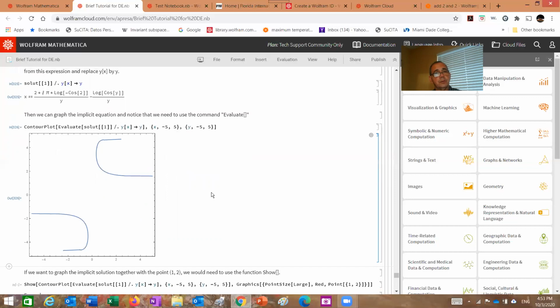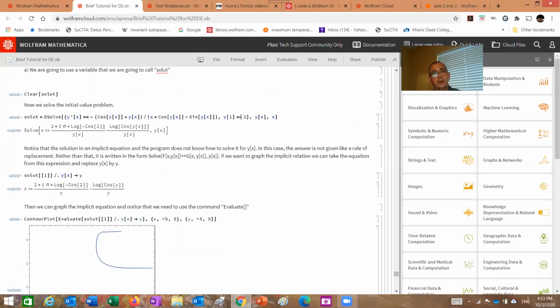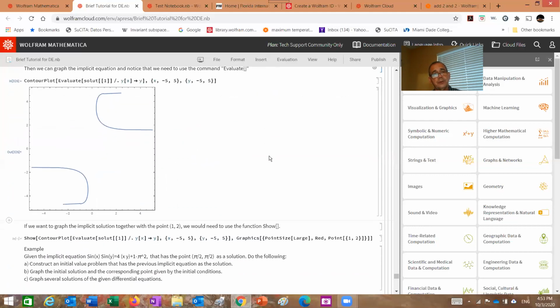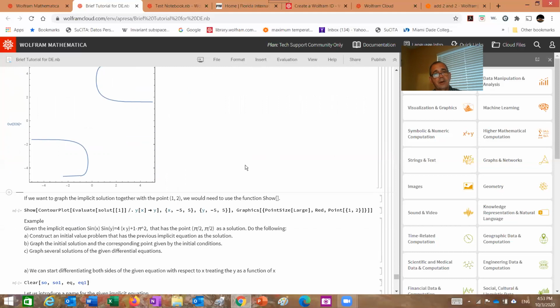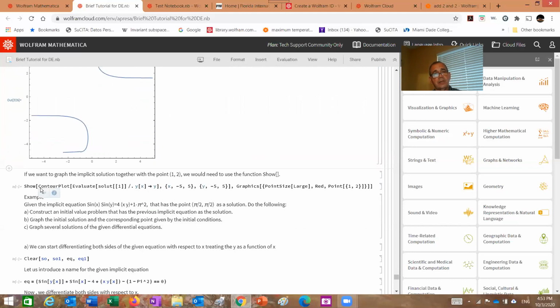Now, we want, for example, to plot also the point corresponding to the initial condition, which is (1, 2), to see that it belongs to that. And then how can we do it? We can use Show, and then we include this graph that we had before, ContourPlot, Evaluate. This is the graph that we had before. I mean, this is the command producing that graph. This is the command from here to here. Now, the other one is going to be the command showing the point (1, 2).